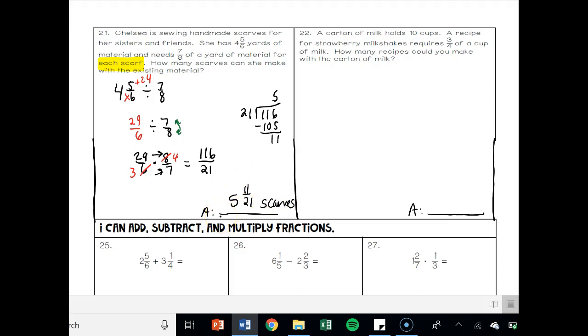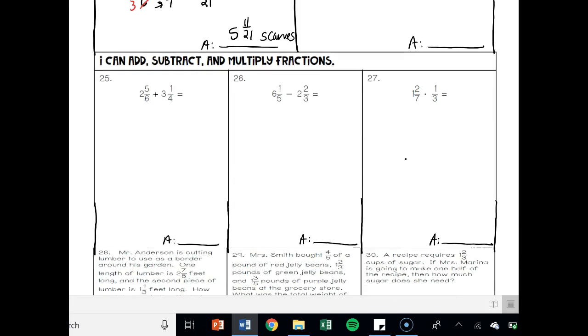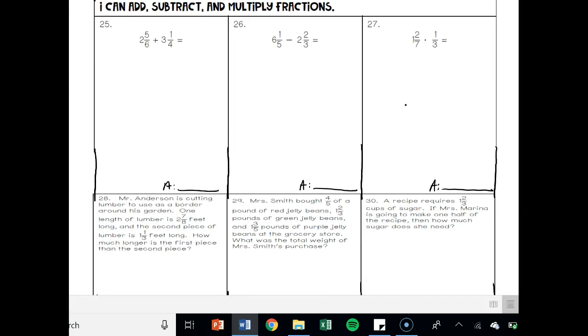Okay, you do 22. All right, now I can add, subtract, multiply fractions. So we got to remember our rules for this stuff. For adding fractions, it's just common denominators. So 2 5/6 plus 3 1/4. We don't need to change them to improper fractions. We just need to find common denominators.